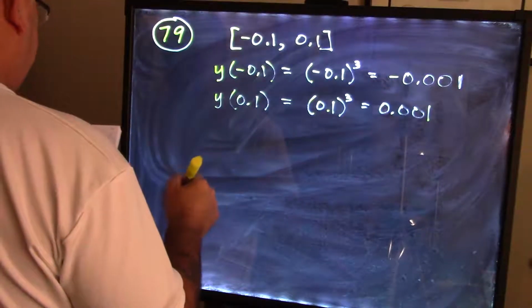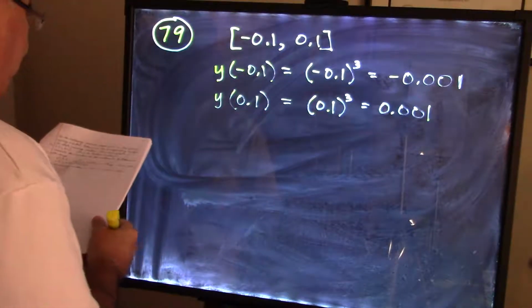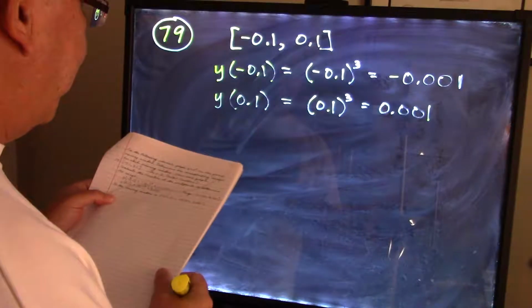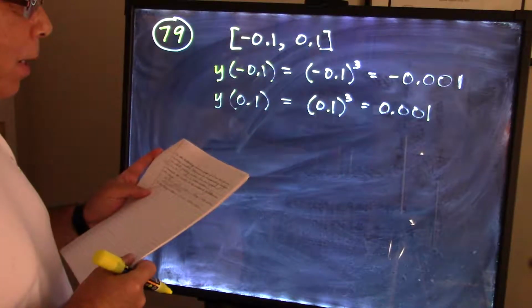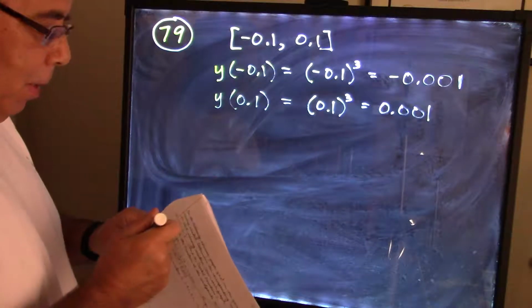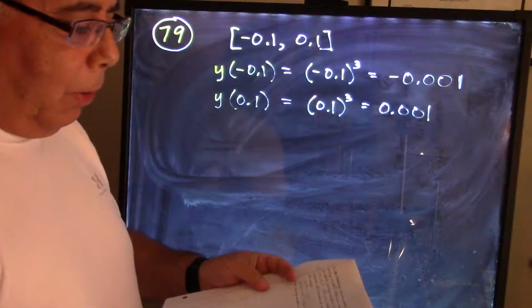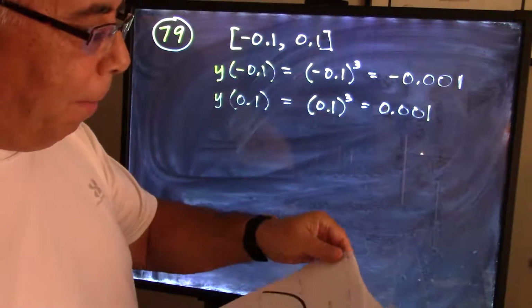So the viewing window that we have would be negative 0.1 to 0.1 as the domain, and the range would be negative 0.001 to positive 0.001. Okay. And so here it is on my printout.